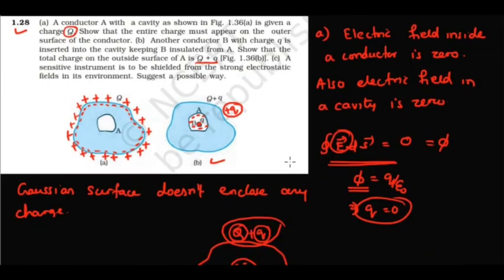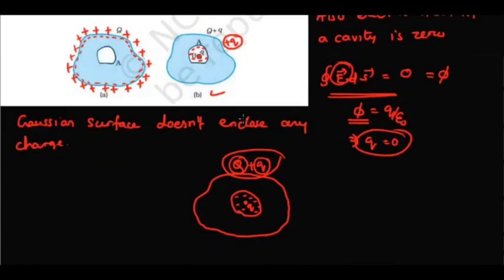Now look at the last bit here, the third question. A sensitive instrument is to be shielded from the strong electrostatic field in its environment. Suggest a possible way. So suppose we have an instrument, and we have to protect that instrument from some external electric field. Then we can place that instrument inside the cavity, because we know that the electric field inside the cavity of a conductor is 0.